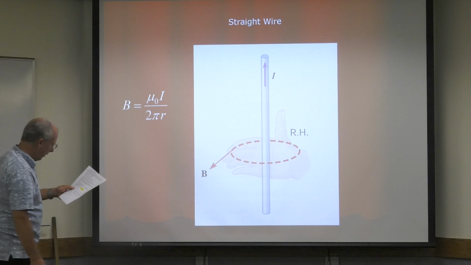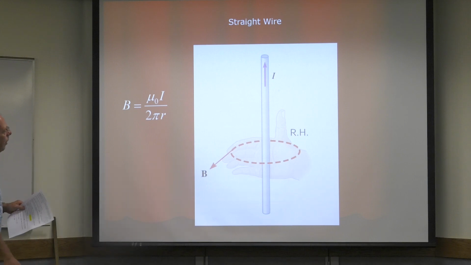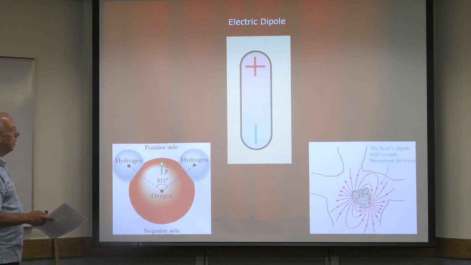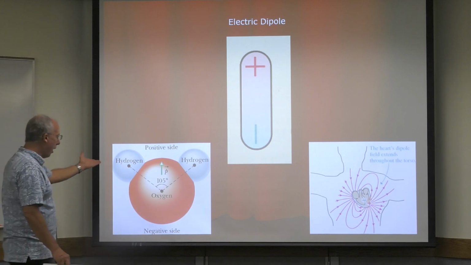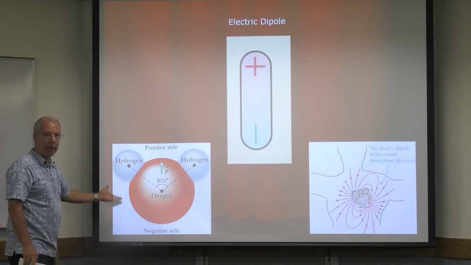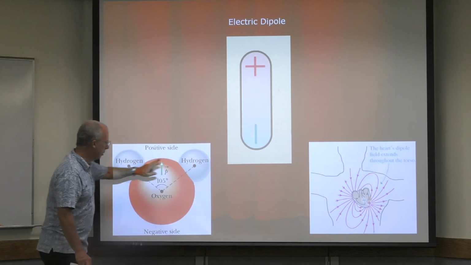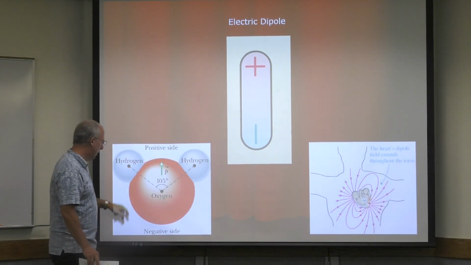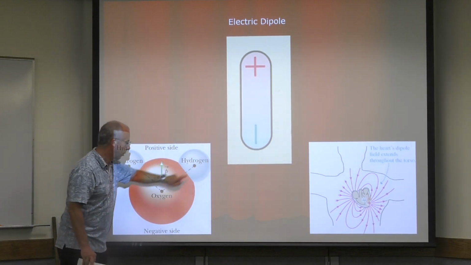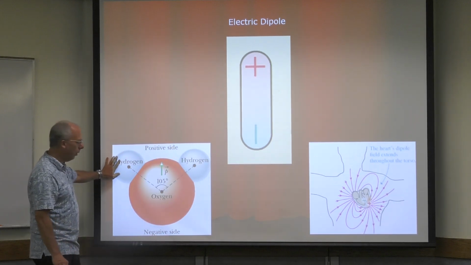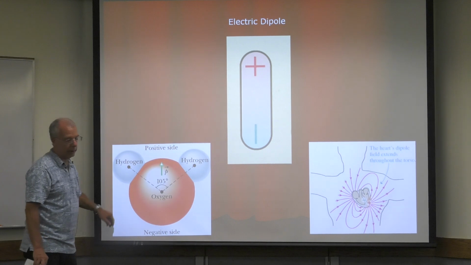All right, okay, nice. Now, this is a little review from when we talked about electricity. So we talked about something called an electric dipole. So water is an example of an electric dipole. Remember, H, so there's 2 hydrogens and 1 oxygen. So you have positive nucleus, positive nucleus, positive nucleus. So this is kind of like the positive side of the molecule. This is the negative side of the molecule.